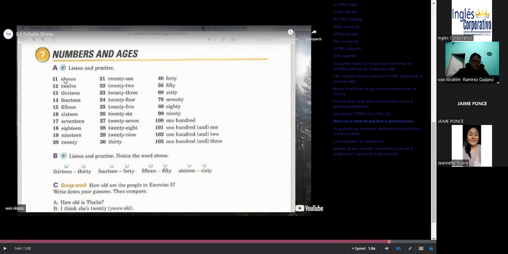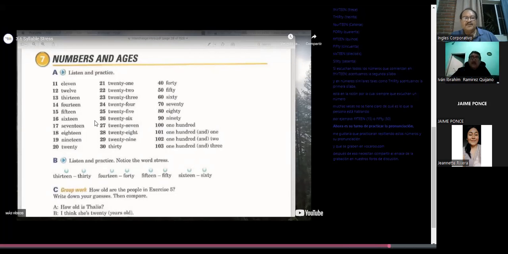Okay, so then we have, for example, that we're going to stress the second syllable in the numbers 13, 14, 15, 16, 17, 18, 19, 20. And then in the other one, we have the opposite, right? 30, 40, 50, 60, 70, 80, 90. Okay, so that's how the stress works, right? Now, Ivan, can you read from 13 to 19?